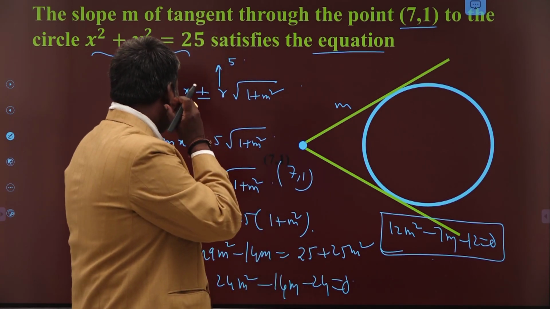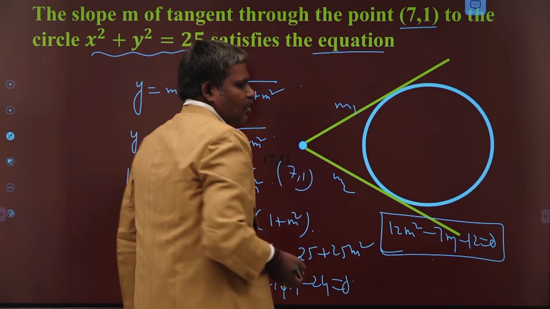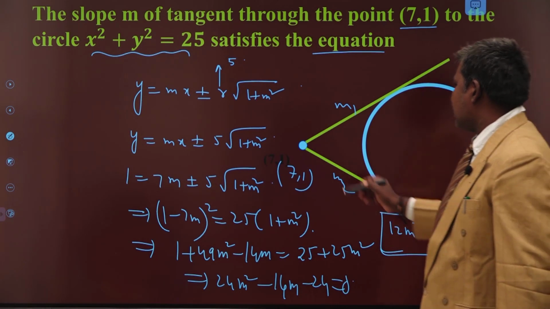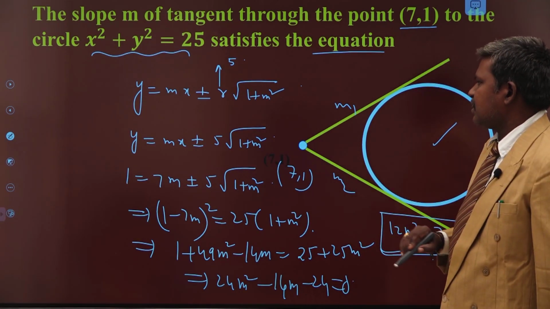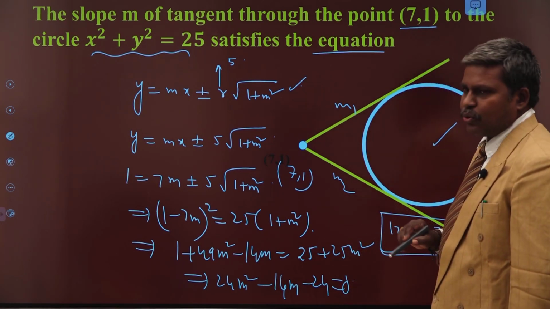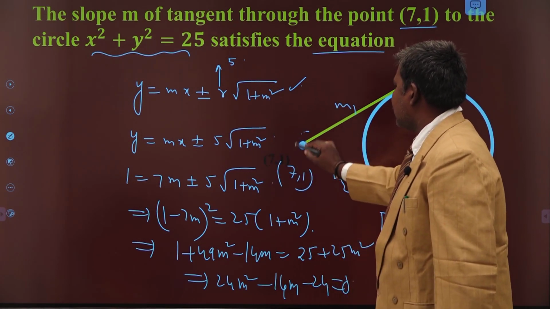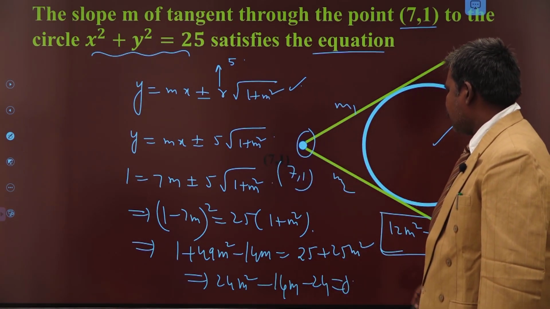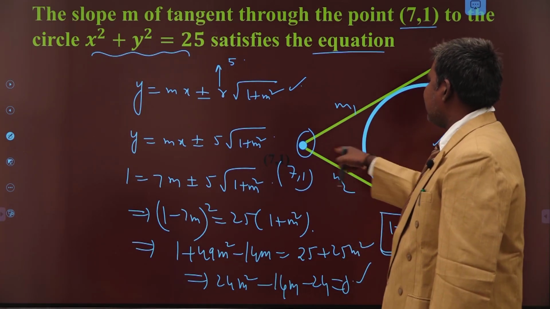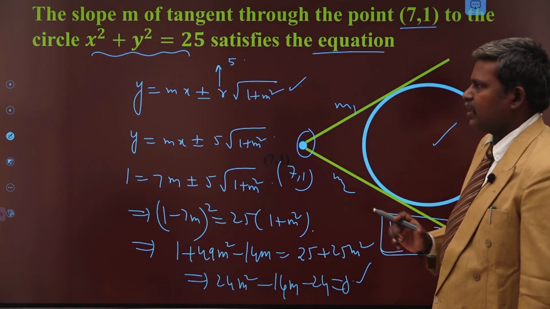The corresponding quadratic equation is satisfied by our m1 and m2. m1, m2 are the slopes of the tangents through our external point, that is (7, 1), to our circle. Understand? You take the general tangent equation, y equals mx plus or minus r times root of 1 plus m square, replace r by 5 and substitute your external point, and you get the required equation. This equation represents the slopes of tangents through our point (7, 1) to the circle.